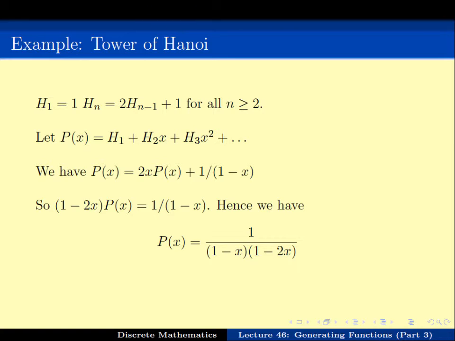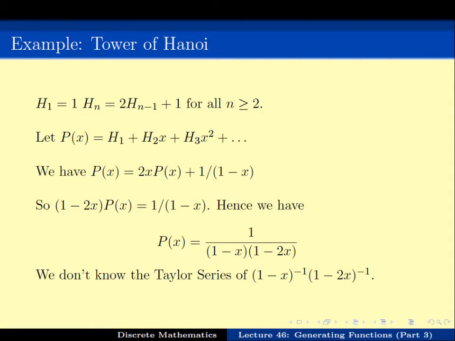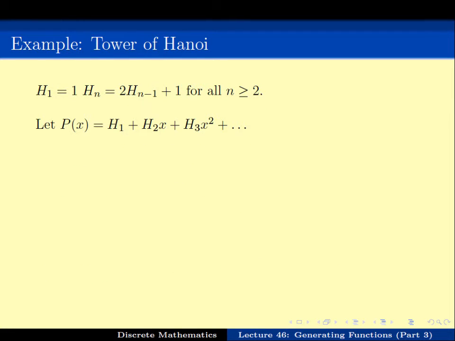Now, in the Taylor series, in the generalized binomial theorem, or in the Taylor series expansion, I could write the Taylor series of 1 by 1 minus x, or I could also write the Taylor series of 1 by 1 minus 2x, but writing down the Taylor series of the product of them is not easy, because there is no direct way of writing it. We don't know the Taylor series of this. So we do a small trick. Let's see, what do we do?